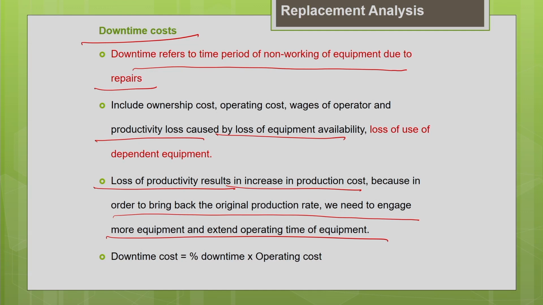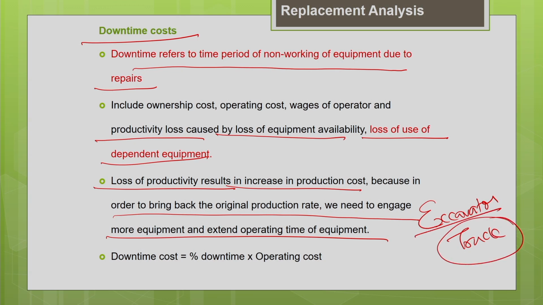Another important thing which we should not overlook is the loss of the use of dependent machines. See, for example, when machines are working in a team, say your excavator and the truck are working together. If the excavator breaks down, the truck will also be idle. So the ownership cost, the operating cost and the operator wage cost of the truck, and the loss in productivity of the truck, everything should be taken into account when you estimate the downtime cost of the excavator, because they are dependent machines.